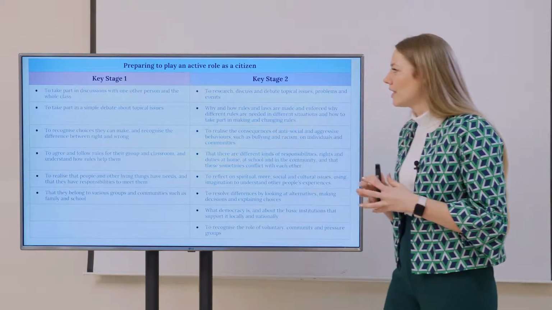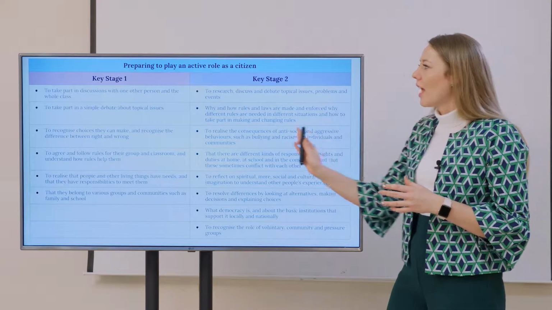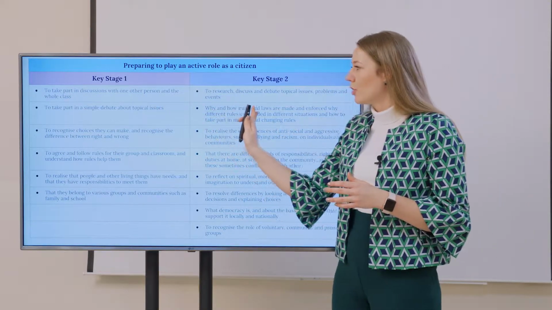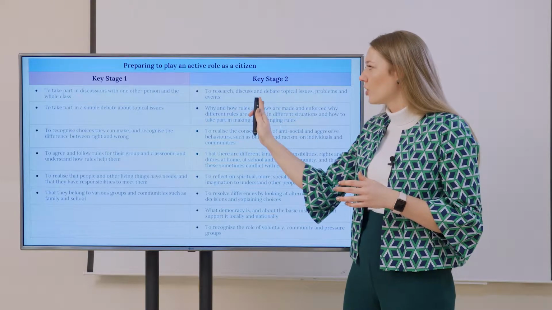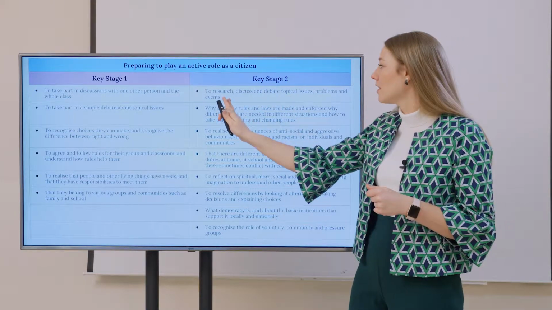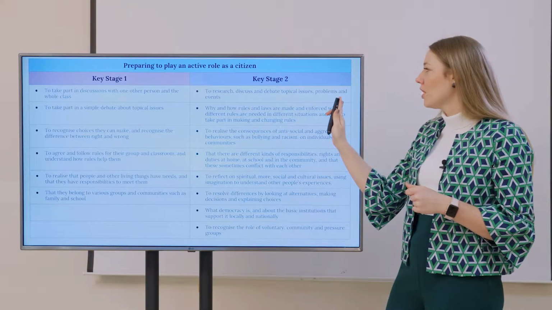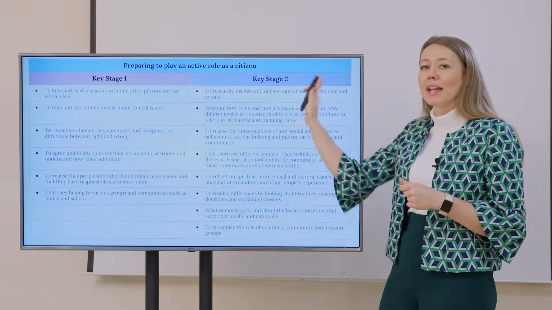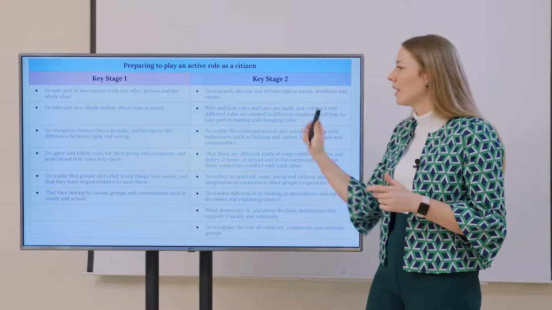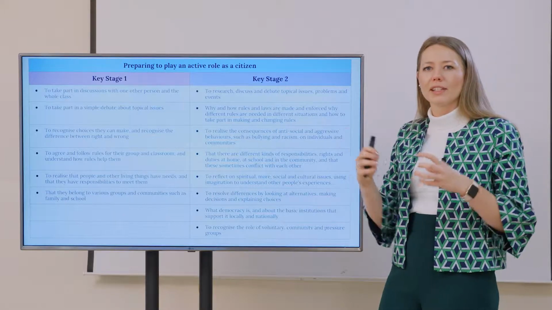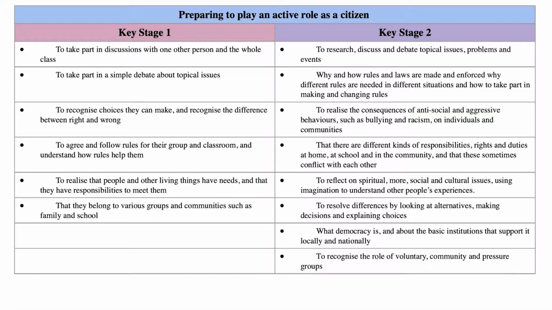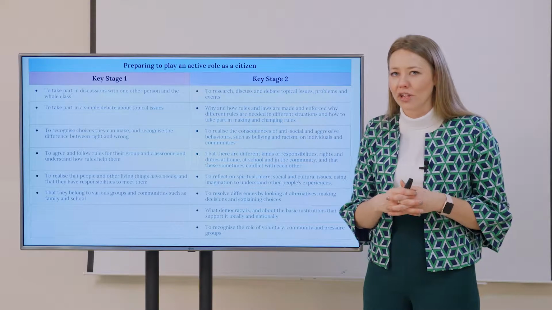As we move on to Key Stage 2, you can see that not only are we asking the children in Key Stage 2 to take part in discussions, but they also need to research and have a little look into the problems and events that might occur around topical issues. So it's getting broader, it's getting bigger. We need to have a little look about why and how rules and laws are made and enforced, why different rules are needed in different situations, and how to take part in making and changing rules.